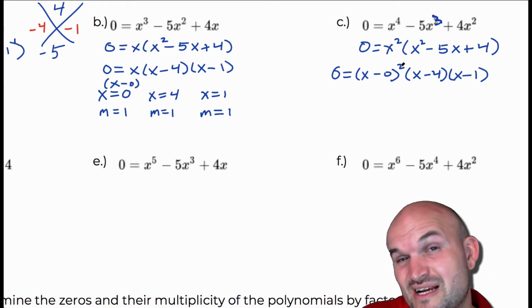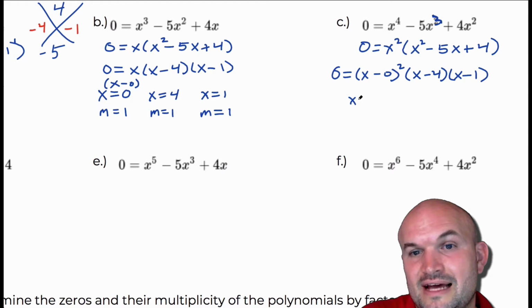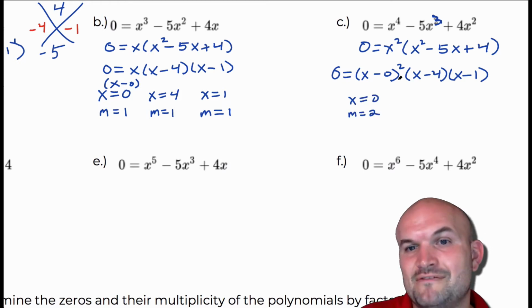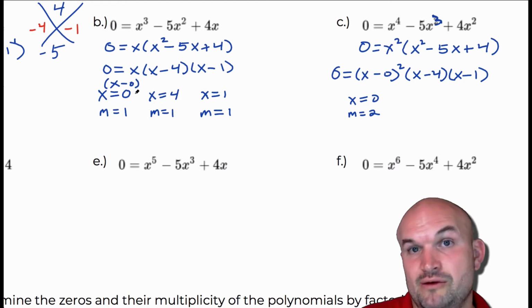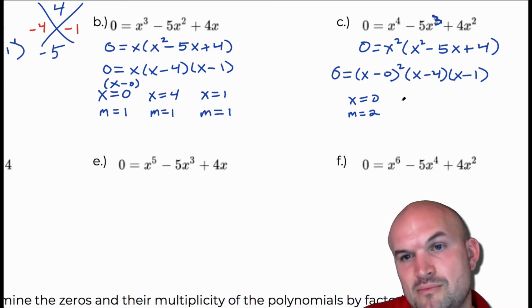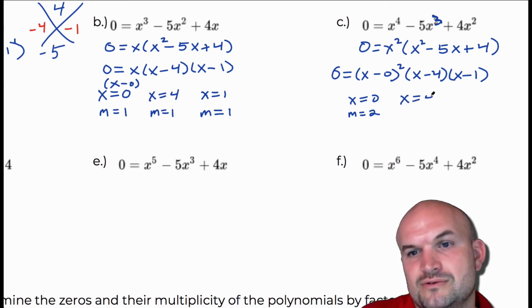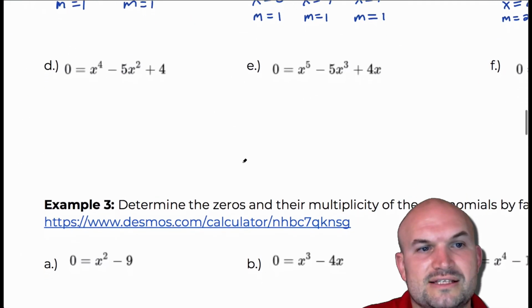So here, it's raised to the second power. That means that I still have the same 0, but now it has a multiplicity of 2. So if you were to look at the graph, you'd see it bounces, whereas here it would cross, and that's all because of that multiplicity. This is x equals 4, m equals 1. Again, it's crossing. Here it's going to be x equals 1. Again, multiplicity is equal to 1. All right, so now let's get into the next example.